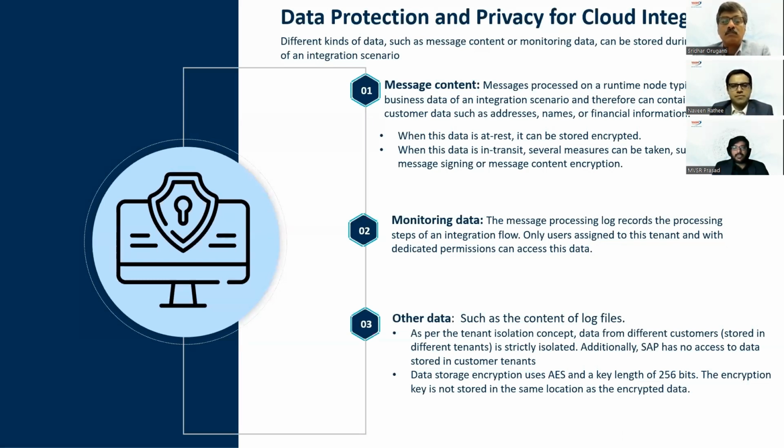When the data is in transit, several measures can be taken, such as I told you, message signing and message content encryption using message level security. That needs to be applied here. And monitoring data: message monitoring happens when the message processing log records the processing steps of an integration flow. Only users assigned to this particular tenant or admins can access the message data and monitoring data, because monitoring gives the complete visibility of the scheduling aspect and how your interfaces are executing. All this critical information will be there in the monitoring data.